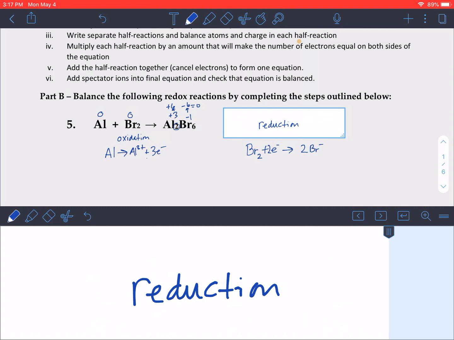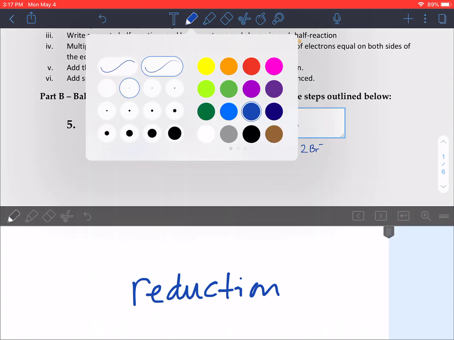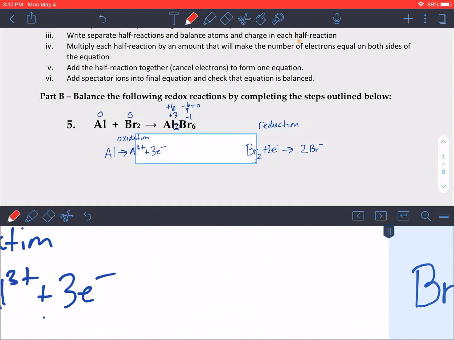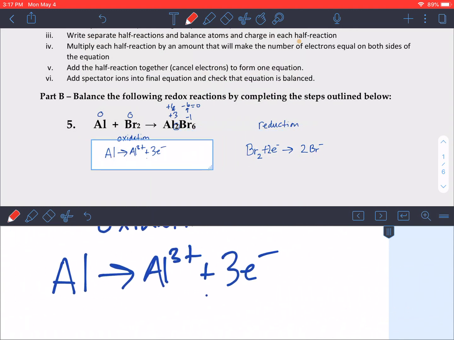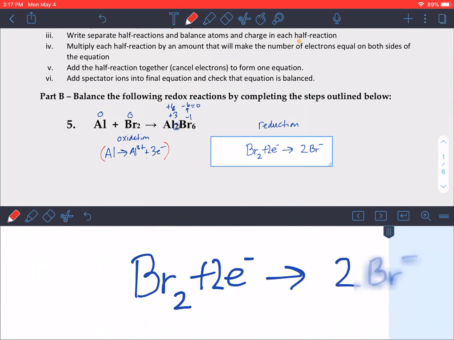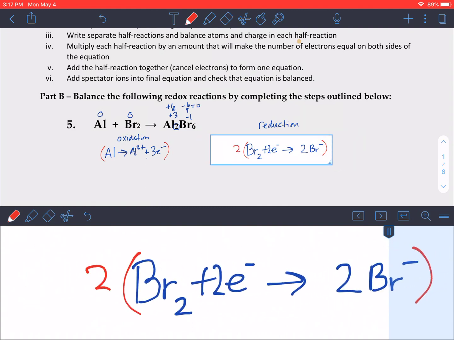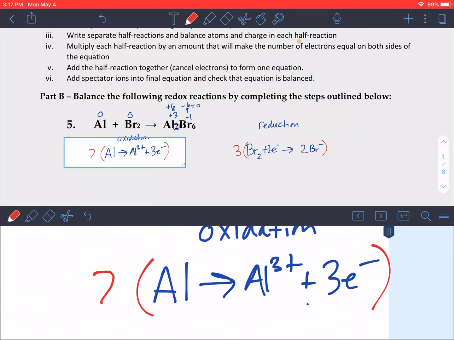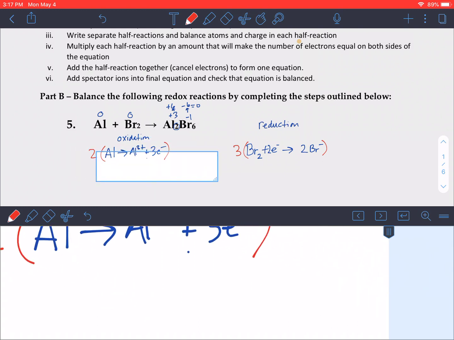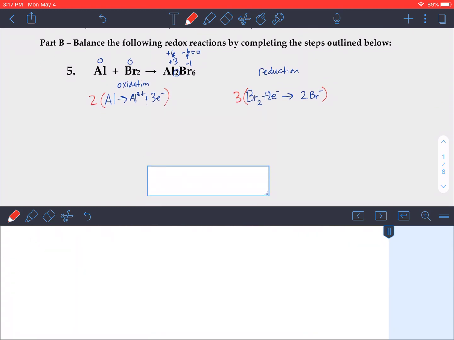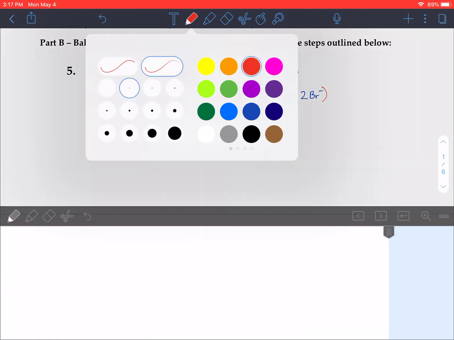Now, we want our electrons to cancel out when we add these 2 half reactions together. And so that means we have to have the same number of electrons. So I'm going to take this equation, and I'm going to multiply by something that will give me the same number of electrons. So if I multiply this one by 3, and I multiply this one by 2, I should end up with 6 electrons and be able to add them and eliminate all the electrons. So here goes.